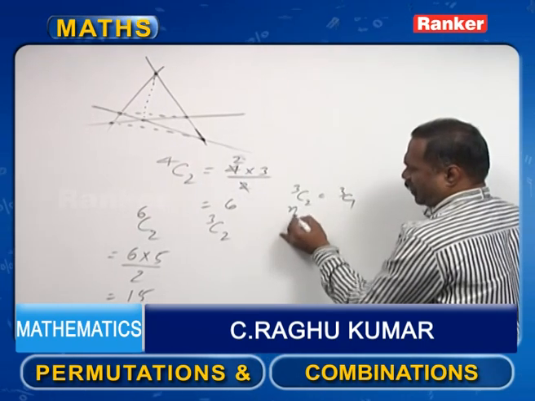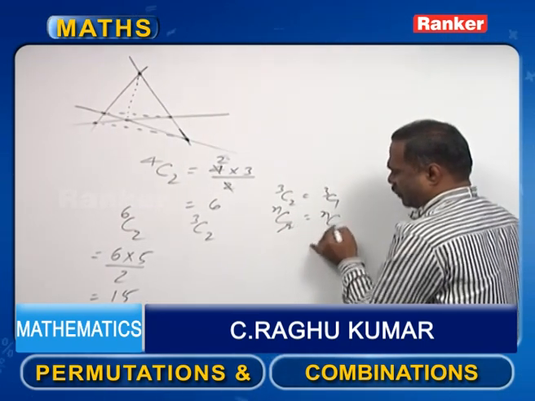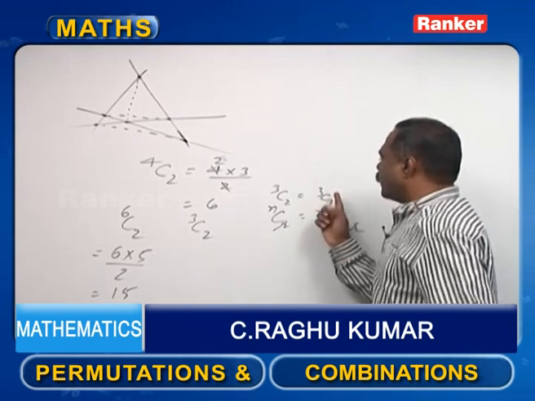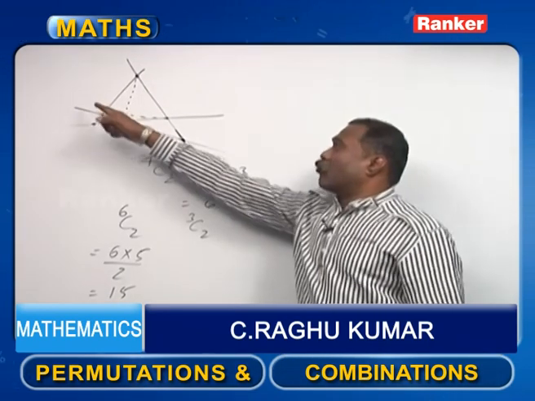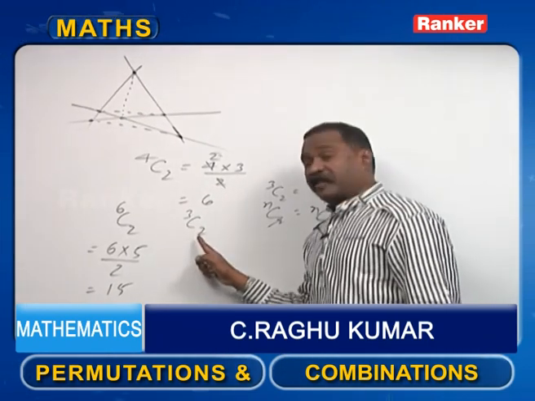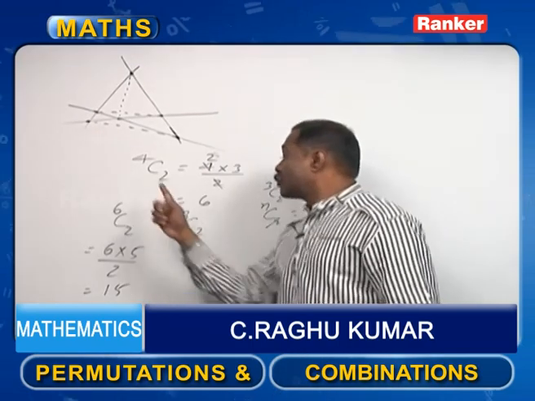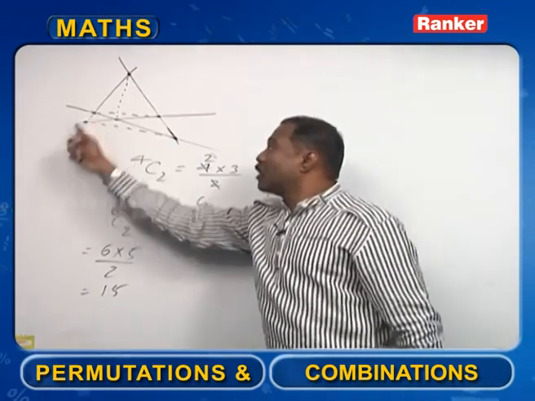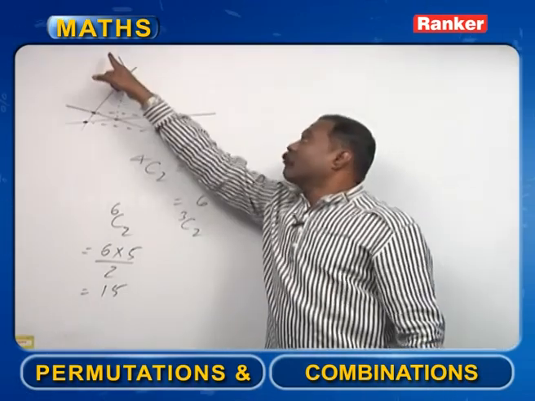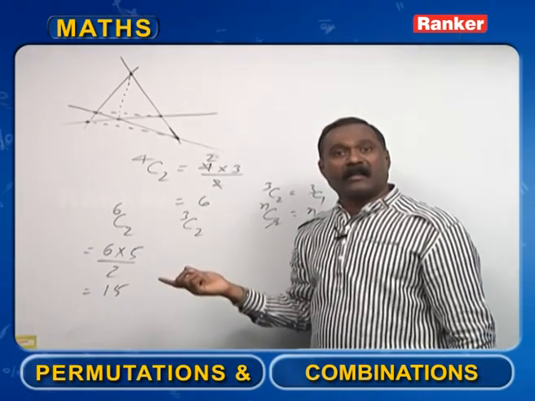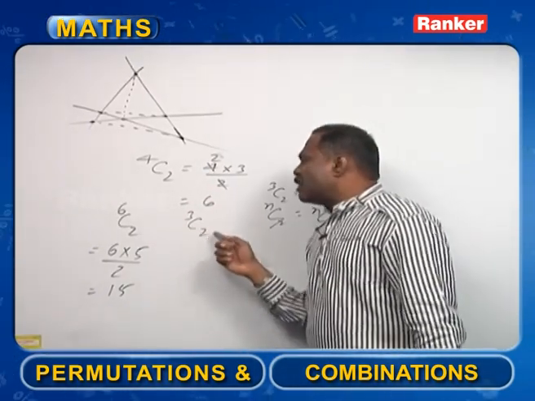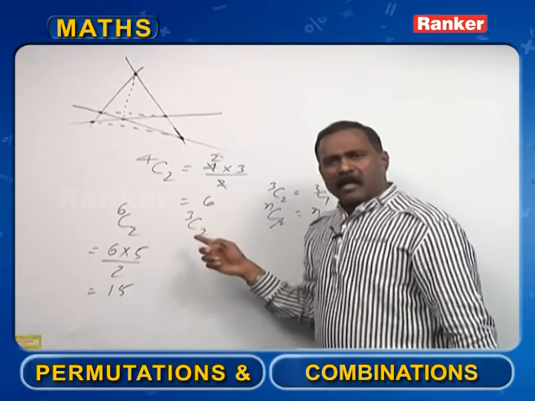How? This is also important. You have to remember nCr is equal to nC(n minus r). So 3C1 lines. So for one line, you have got 3C2 lines. For the second line also 3C2 older lines. For the third line also 3C2 older lines. For the fourth line also 3C2 older lines. That means each line is creating 3C2 older lines.